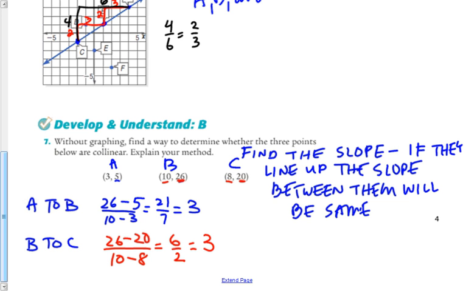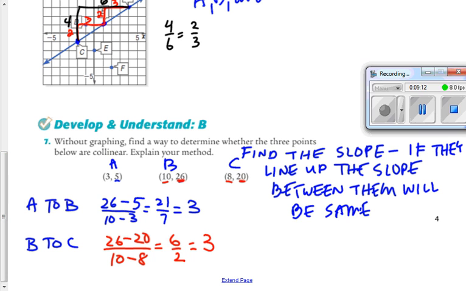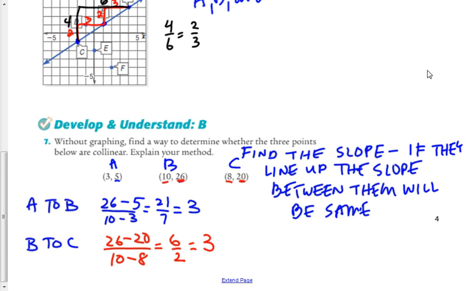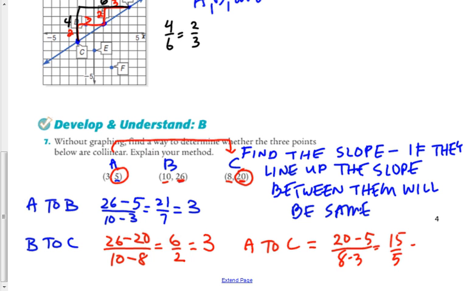This should be enough information to tell that they're collinear. But if we want to just make sure that we realize that, we could go from A to C also and make sure those are. But just think about that. If the slope is the same from A to B and from B to C, we know that the points are going to line up. But we'll do from A to C also. So we're going to do 20 minus 5, and then I'm going to do 8 minus 3. And that's 15 divided by 5, which is 3. And that is the same. So we're going to say yes, they are collinear.